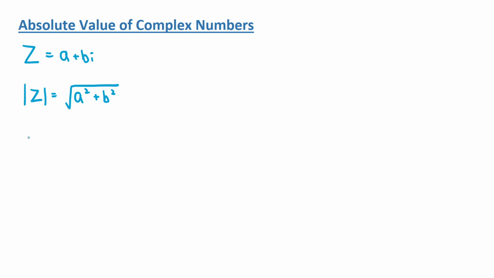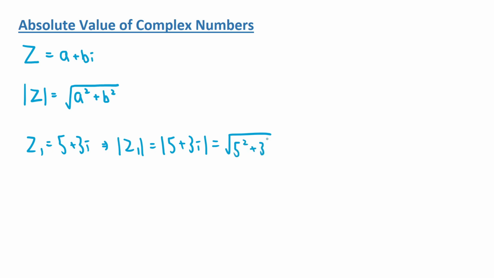So if we have something like z1 equals 5 plus 3i, then the absolute value of z1 is equal to the absolute value of 5 plus 3i, which equals the square root of 5 squared plus 3 squared, since in this case, a equals 5 and b equals 3, and this simplifies to the square root of 25 plus 9, which equals the square root of 34.